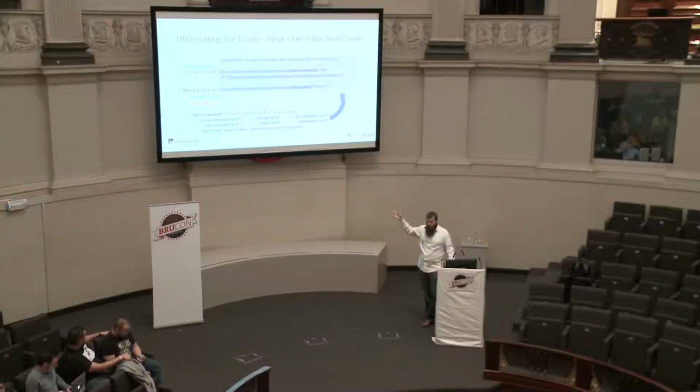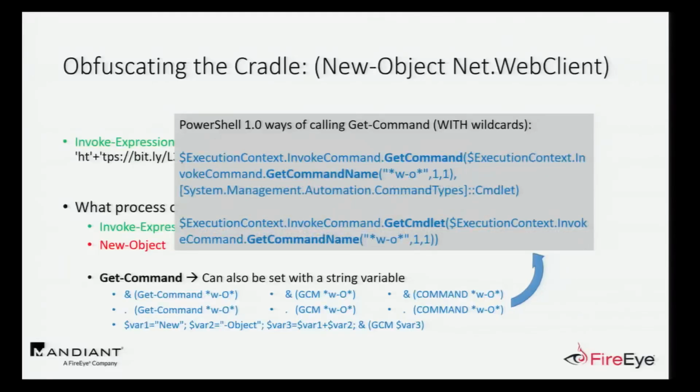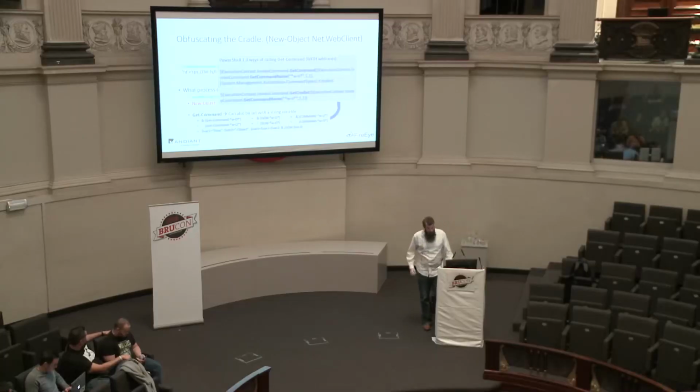But basically, this ExecutionContext.InvokeCommand, we have GetCommand or GetCmdlet. If we want to use wildcards, we can use GetCommands, GetCmdlets, or we can do this weird combination of GetCommandName, so on and so forth. So again, these are all on the slides, which will be published after the talk. And you can look to that syntax to make sure, are we looking for this? Do we see this in our environment? So we'll just go with the first option.